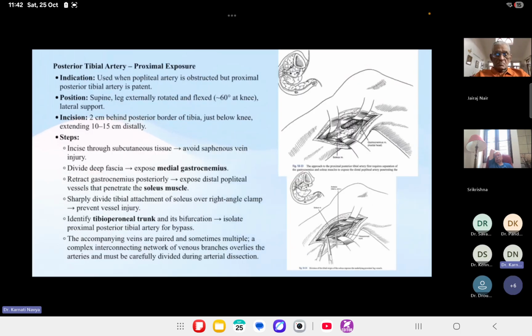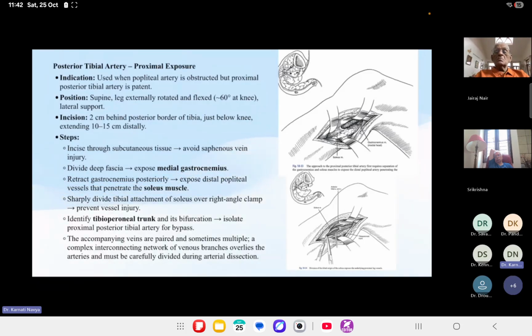For the posterior tibial artery, the proximal exposure is usually indicated when the popliteal artery is obstructed but the proximal posterior tibial artery is patent. In this, the position is supine, the leg is externally rotated and flexed 60 degrees at the knee with a lateral support. The incision is 2 centimeters behind the posterior border of the tibia, just below the knee, extending 10 to 15 centimeters distally. Incise through the subcutaneous tissue, avoiding injury to the saphenous vein which runs along this course.